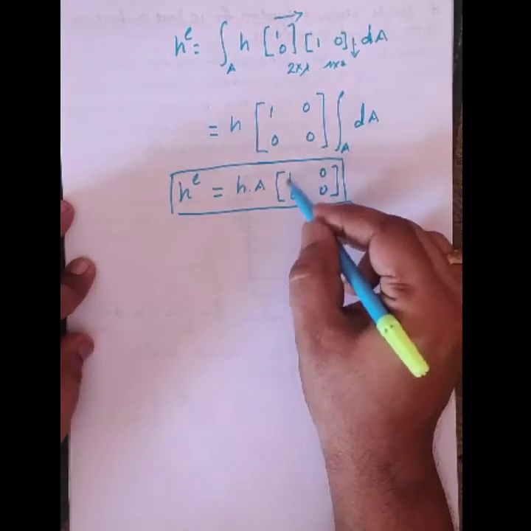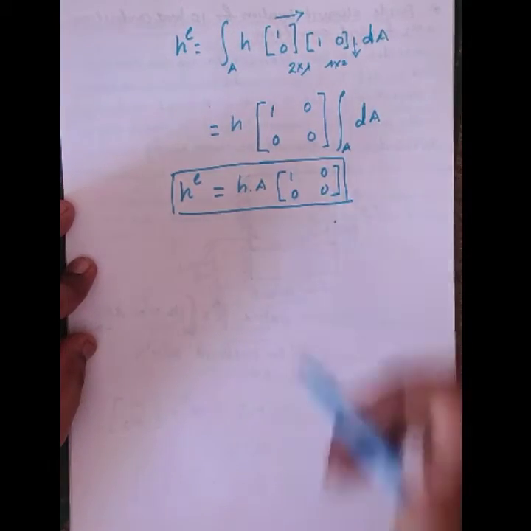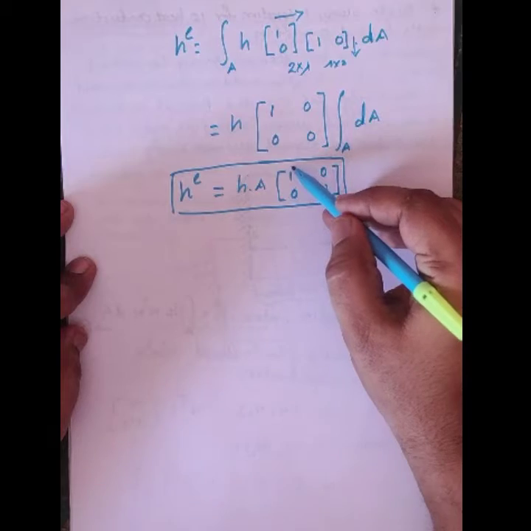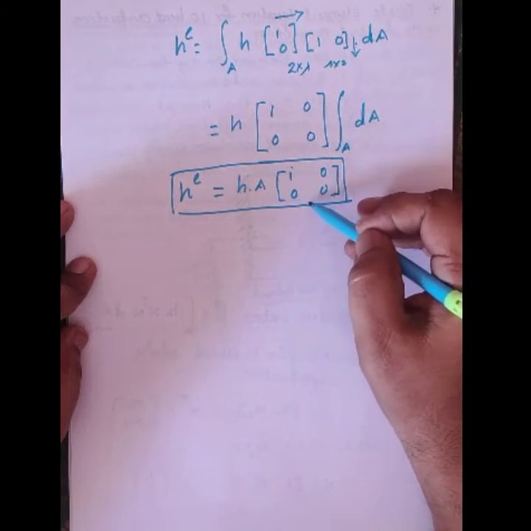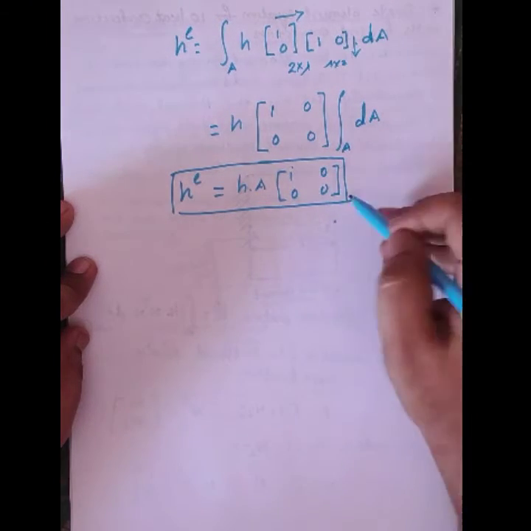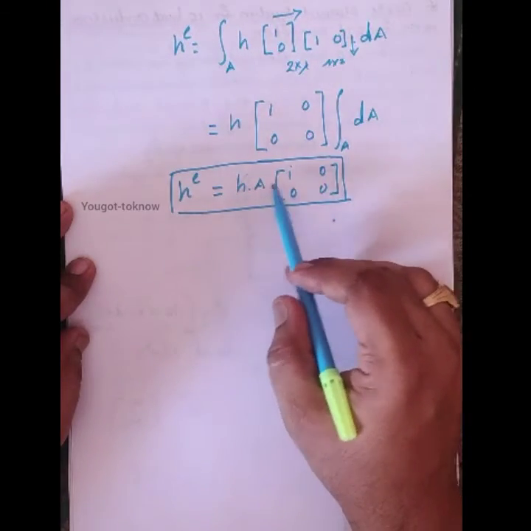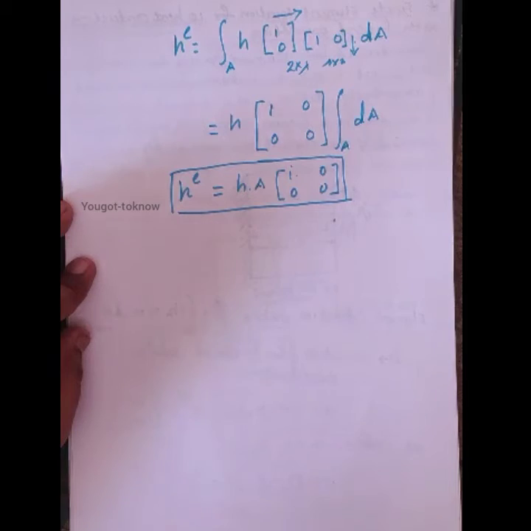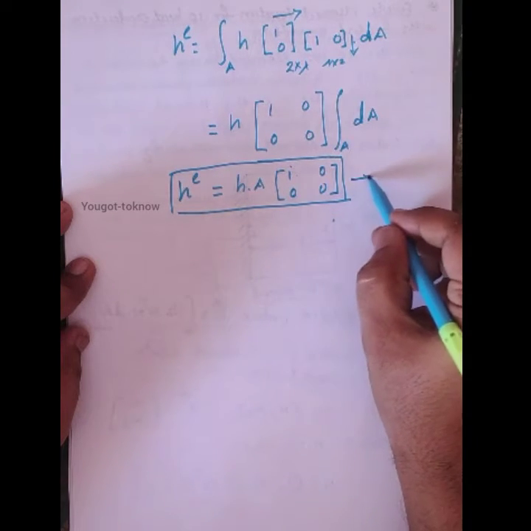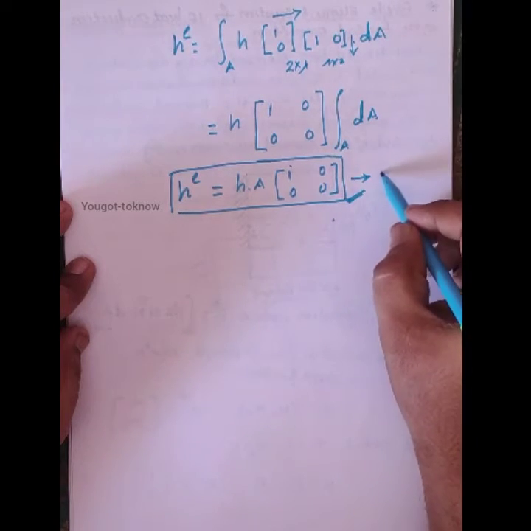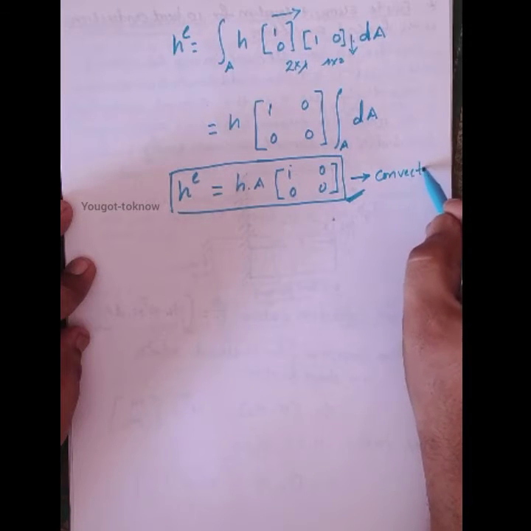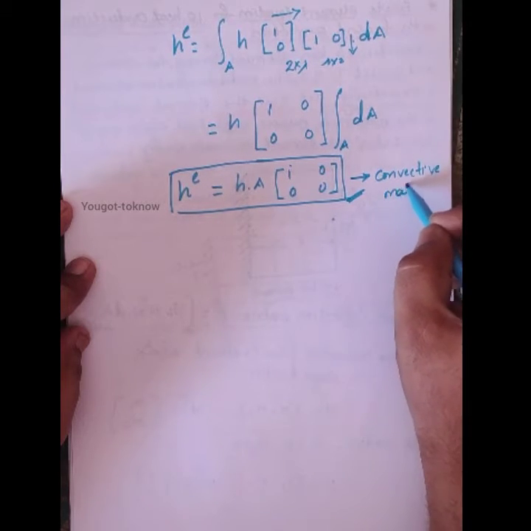This is not common for all the elements. Here node 1 has convection, because of it we get [1, 0; 0, 0]. If for example node 2 has convection, then it will become H A times [0, 0; 0, 1]. You should be careful about this in the problem: which node is exposed to convection? Only that node will have a value. This is very, very important. We call it the convective matrix.